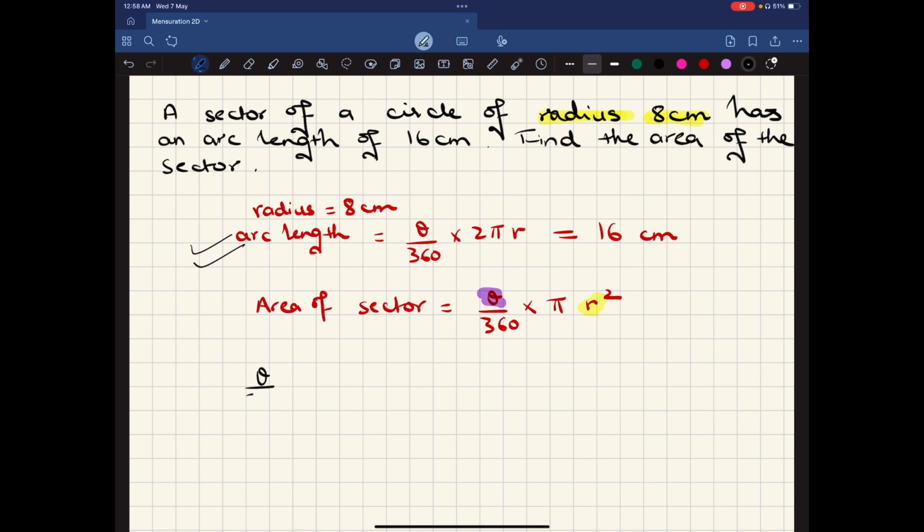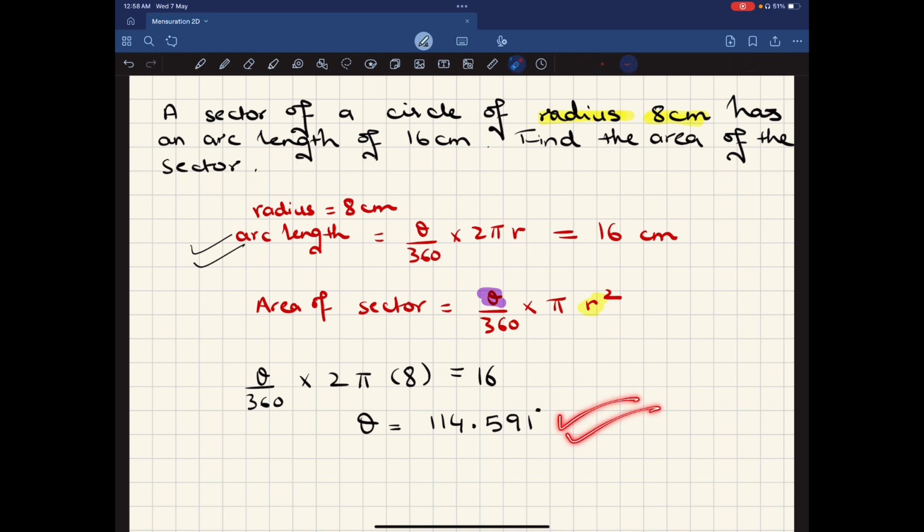Theta over 360 into 2 pi times 8 is equal to 16. You're going to use this equation to find theta, which comes out to be 114.591 degrees. Also, please never round off your workings. You can only round off your final answer to 3 significant figures. And if it's an angle, you can round it off to 1 decimal place unless something else has been stated clearly in your question. But please don't round off your workings, okay?